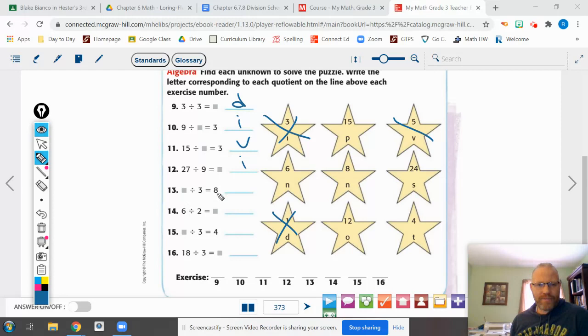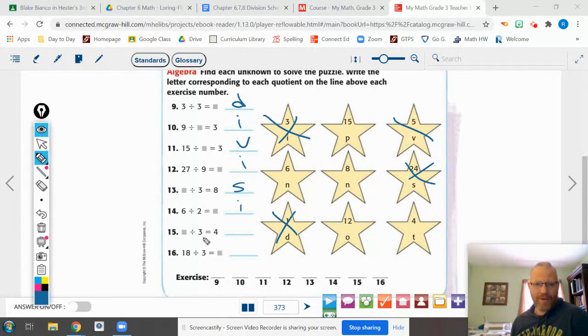Blank divided by 3 equals 8, or 3 times 8 equals 24. S. 3 times 8 equals 24. Oh, S. In my brain, I had a different word, but now I see what they're going with. 6 divided by 2, or 2 times 3. Wait, what? 2 times 3 equals 6. That's an I. Again. All right.